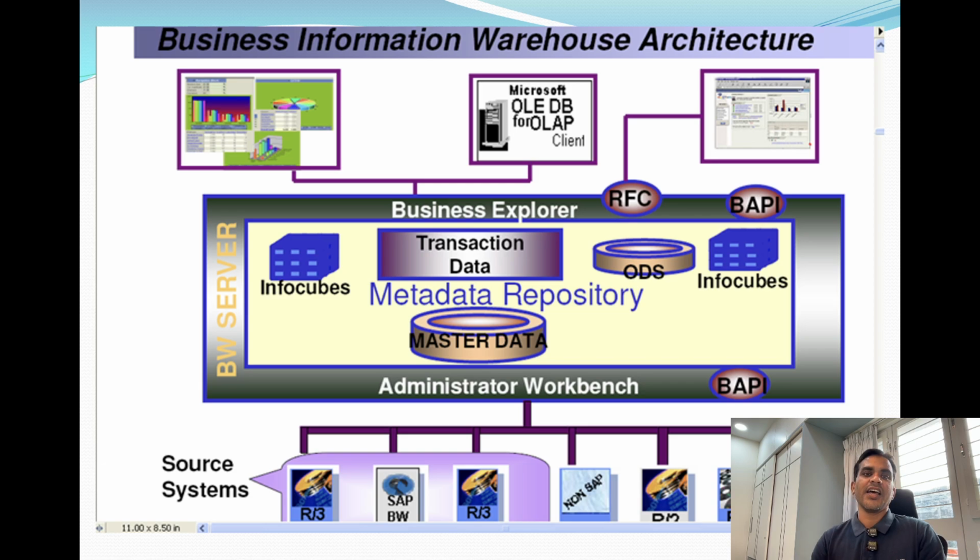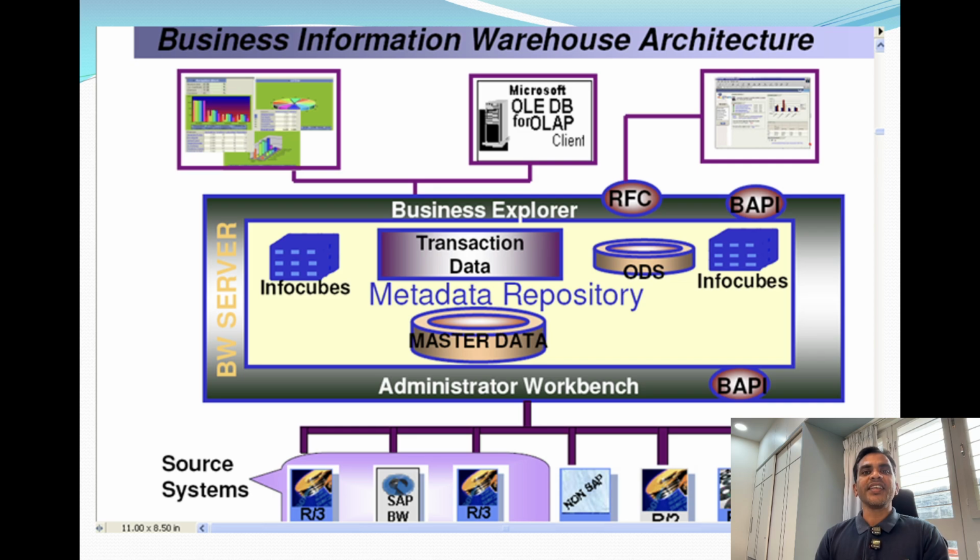This is a three layer architecture. At the bottom you can see the source systems, which could be an R3 system or ECC, BW, non-SAP, or any kind of ERP system. Then the BW server. In the BW server we have multiple BW objects, for example InfoCube, DSOs, master data, and all kinds of administrators are available. These are connected with the source using RFC connections or BAPI connections.